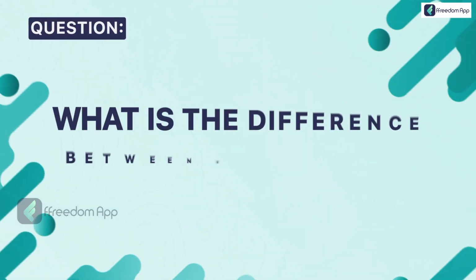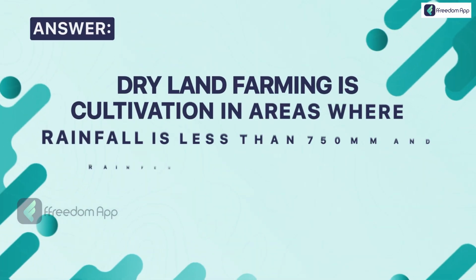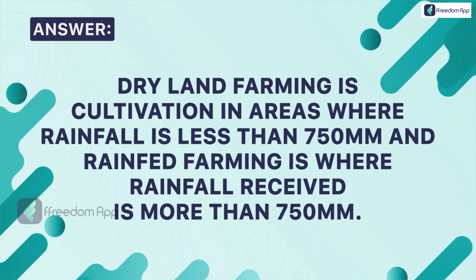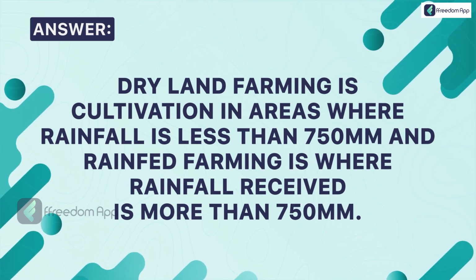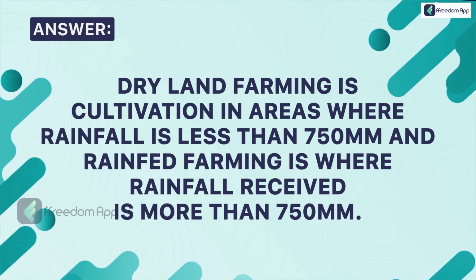Now, let us go through some important questions that are always asked regarding dryland farming. So our first question is, what is the difference between dryland and rain-fed farming? And the answer is dryland farming is cultivation in areas where rainfall is less than 750 mm, and rain-fed farming is where rainfall received is more than 750 mm.